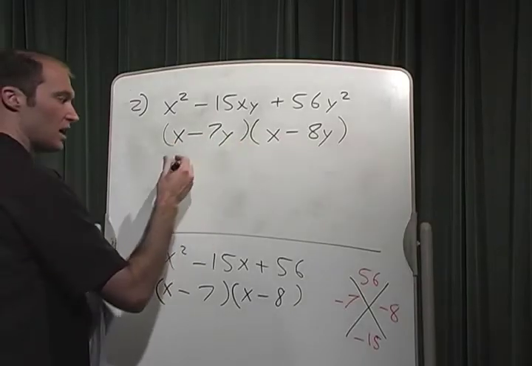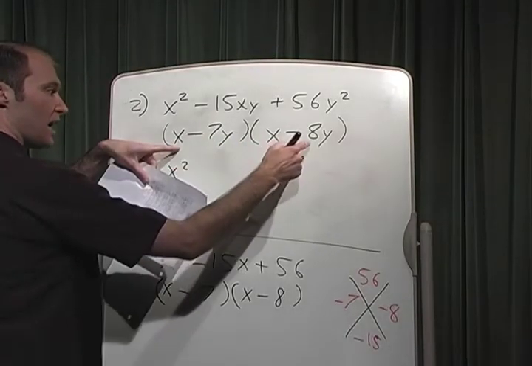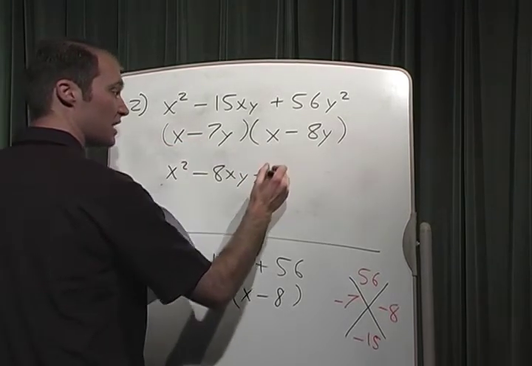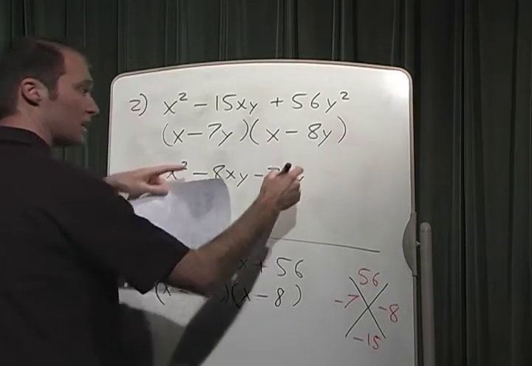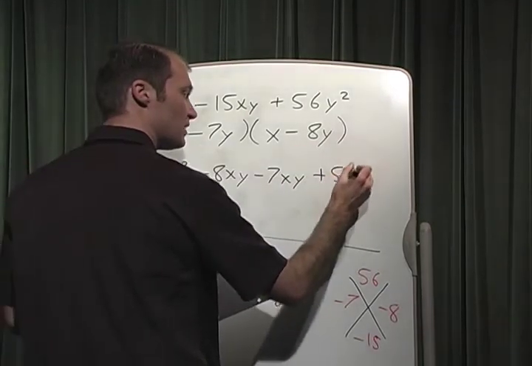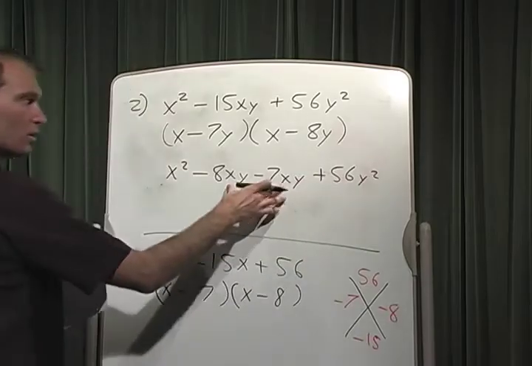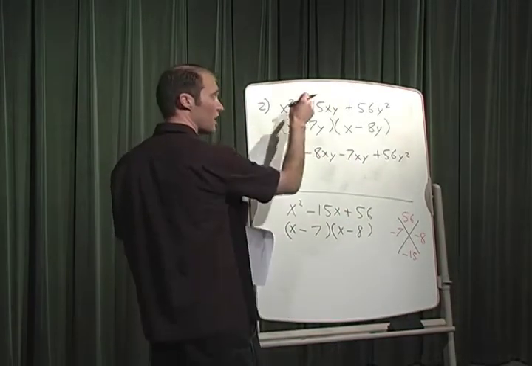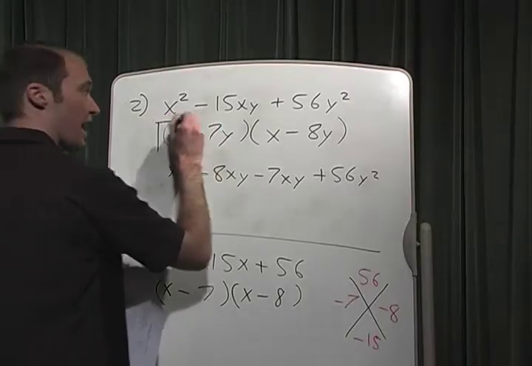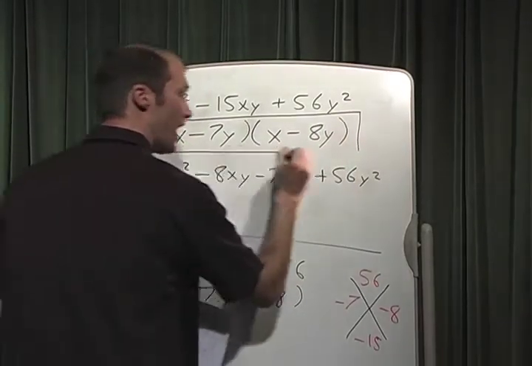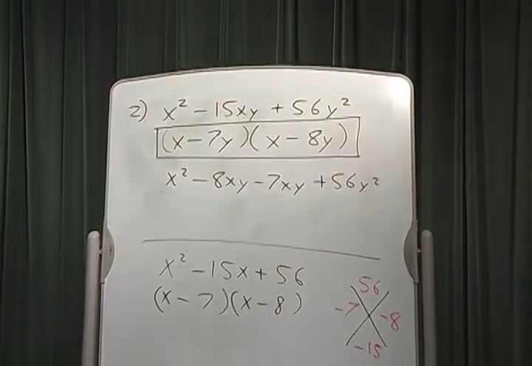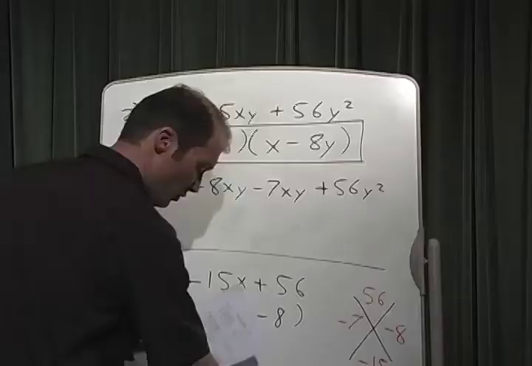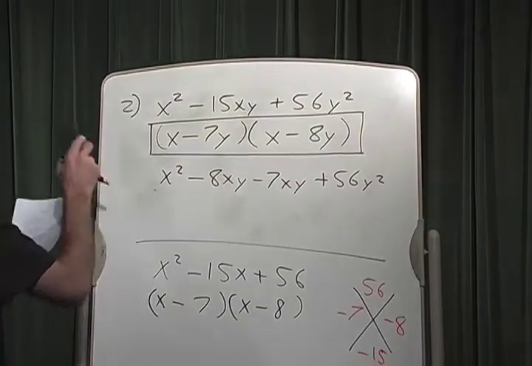Well, these two give me x squared. Then I have -8xy, then I have minus 7xy, and then plus 56y squared. Well, these two are going to, in fact, give me the -15xy. This is going to match up with this one. That means that I have the right answer. I have factored that trinomial. Let me go ahead and do two more problems that might represent curveballs if you see them.